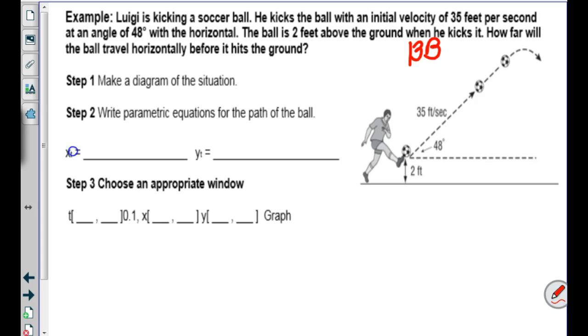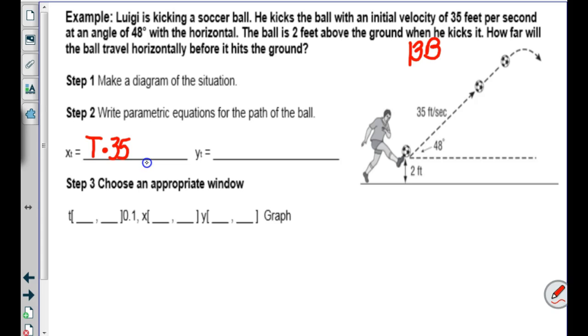Anybody looking at the reference sheets? What do you put in for x? Okay. T, we definitely need a t. V sub 0, but what does V sub 0 stand for? It's right on your sheets. Okay, initial velocity. What velocity did he kick the soccer ball at? 35 feet per second. That sounds a little bit better.